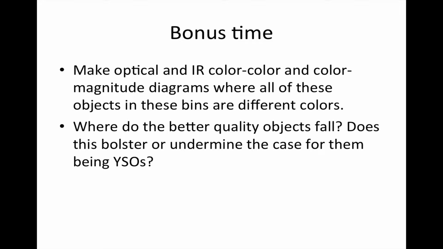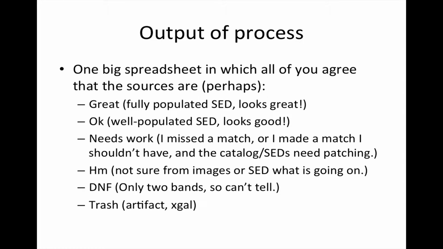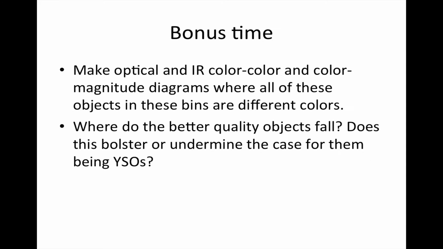If you have time, maybe even after the AAS in the spring, what you can do is that last step. You can make optical and IR color and color magnitude diagrams where you take, in this case, the 6 categories and make the points different colors in the diagrams according to those different bins. And then look at where you've put the better quality objects. You can tell from where they fall in the color magnitude and color diagrams whether or not they're likely young stars or likely not, because where they fall in those diagrams could either support or undermine the case for them being young stars.